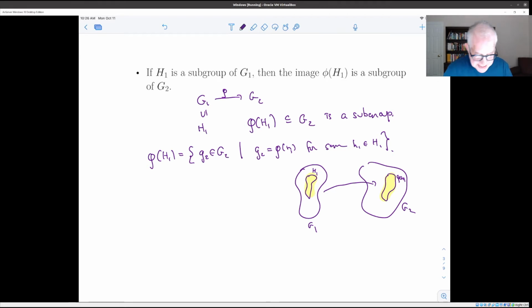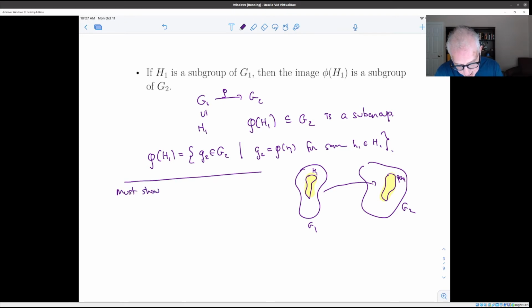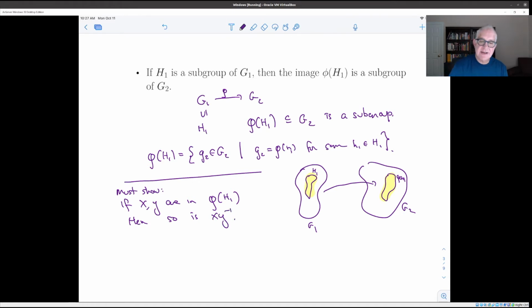And the claim is that that's actually a subgroup. If you start with a subgroup and you apply phi to it, you still get a subgroup. And remember that we have a standard proposition. We have to show that if x and y are in phi of H1, then so is x y inverse. And that's enough, along with showing that the image is non-empty.